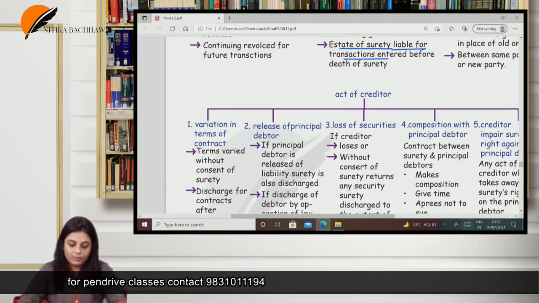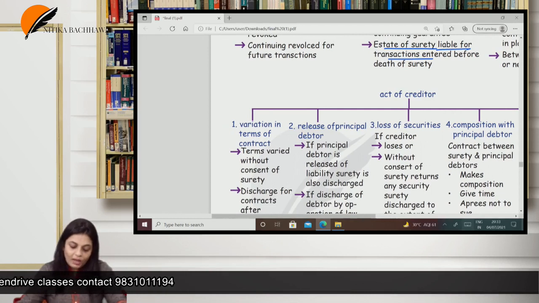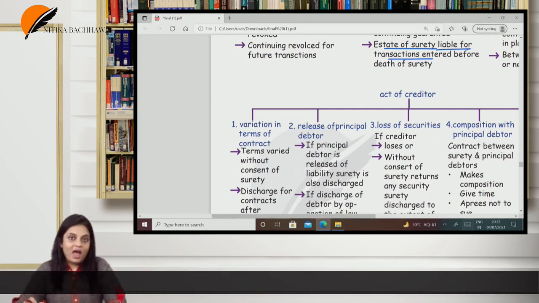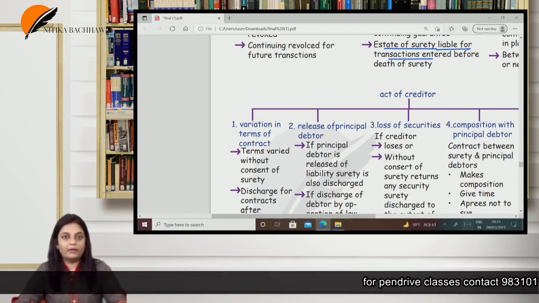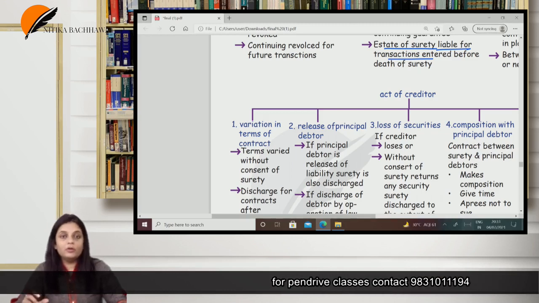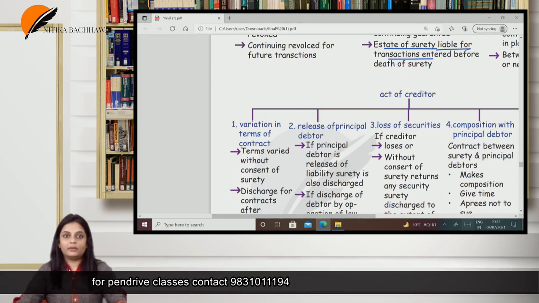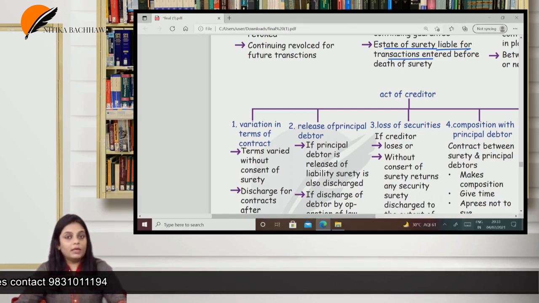As I already told you, an important part: variation in the terms of the contract. Please understand, I am the surety, I am giving you the guarantee, so I am also liable on this contract. If you make any changes to the contract, you should inform me. If you fail to inform me, I am discharged.